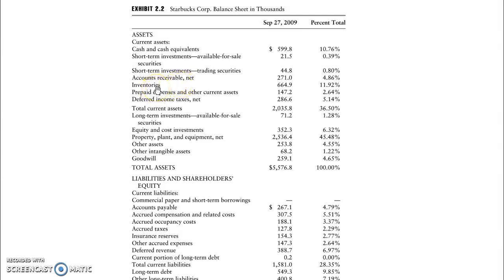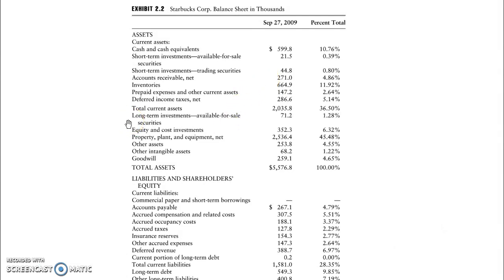Inventories, that would be any merchandise that you hold in storage in your warehouse that is not yet sold. Prepaid expenses and other current assets, those are expenses that you paid for in advance. Maybe you have an insurance policy that you pay 6 months at a time. Well, if you've only incurred 1 month worth of expense, then the other 5 months would be prepaid in advance. Deferred income taxes, those are taxes that you anticipate paying but you have not yet paid. And so then we have total current assets. So these are the most liquid assets for Starbucks.